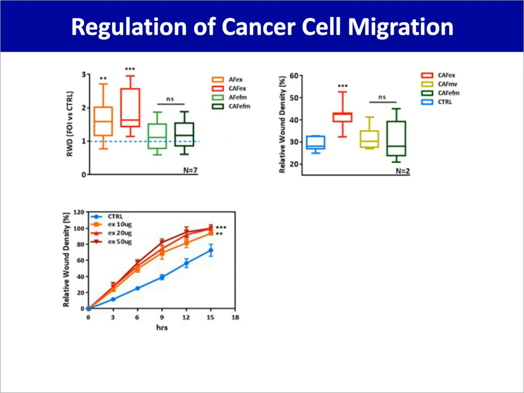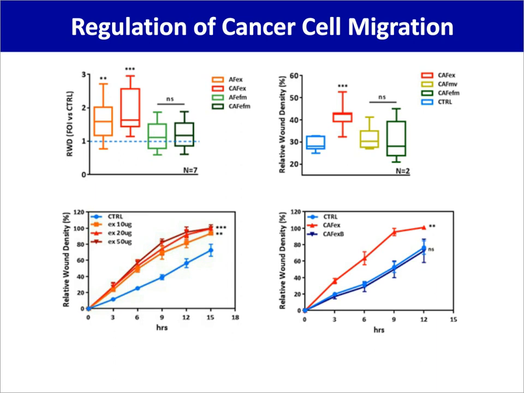Also interestingly, if one takes these exosomes and heat denatures them, this effect is completely abolished. So this suggests that the active molecule could be a protein, or alternatively, this could also mean that one requires a functionally intact exosome for these experiments. So we cannot exclude that this heat denaturing destroys the structural integrity of these microparticles.